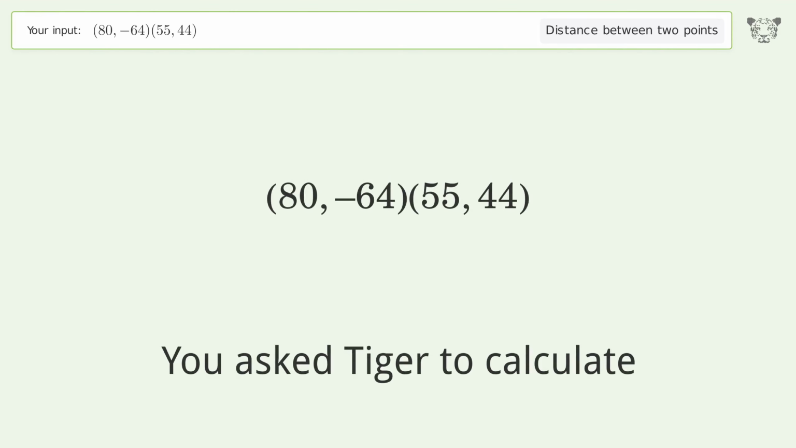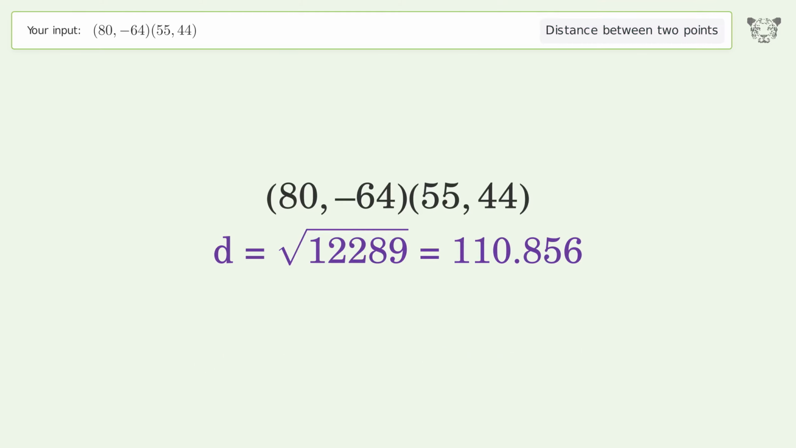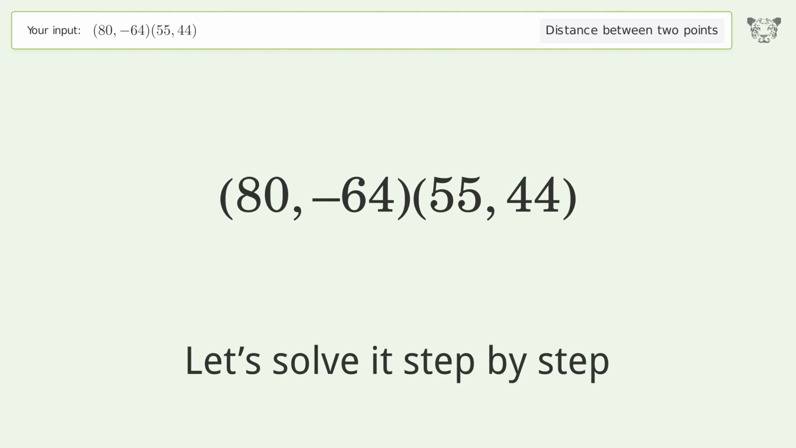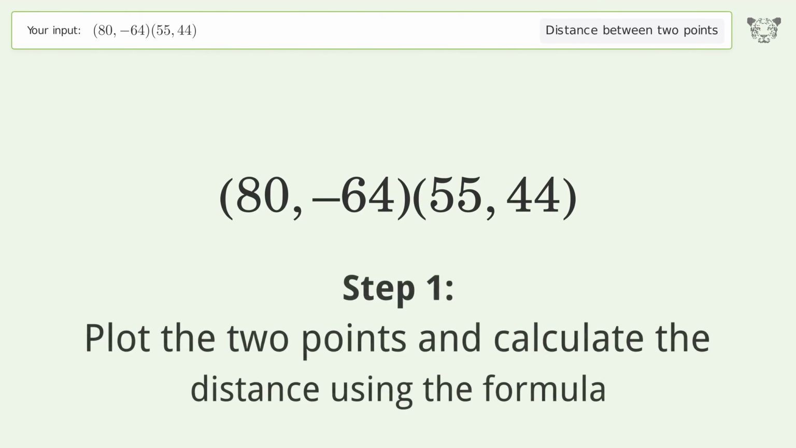You ask Tiger to calculate. This deals with the distance between 2 points. The distance between the 2 points is the square root of 12,289, or 110.856. Let's solve it step by step. Plot the 2 points and calculate the distance using the formula.